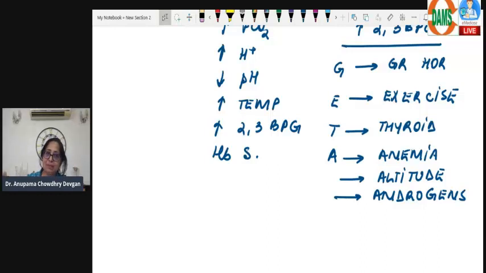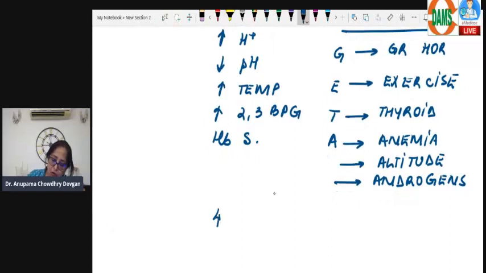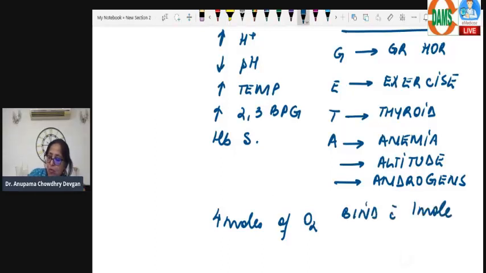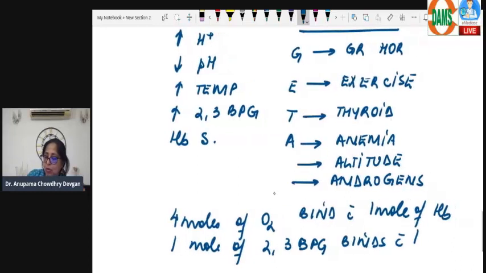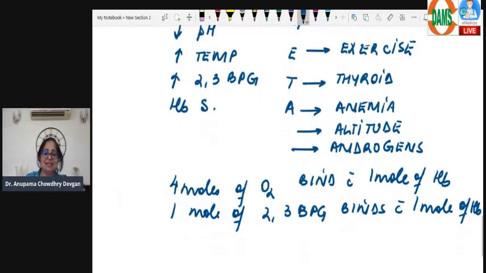This is because 2,3-DPG and oxygen bind at the same place. But one very, very important difference is that 4 moles of oxygen bind with 1 mole of hemoglobin, but 1 mole of 2,3-DPG binds with 1 mole of hemoglobin. Both 2,3-DPG and oxygen bind at the same place.